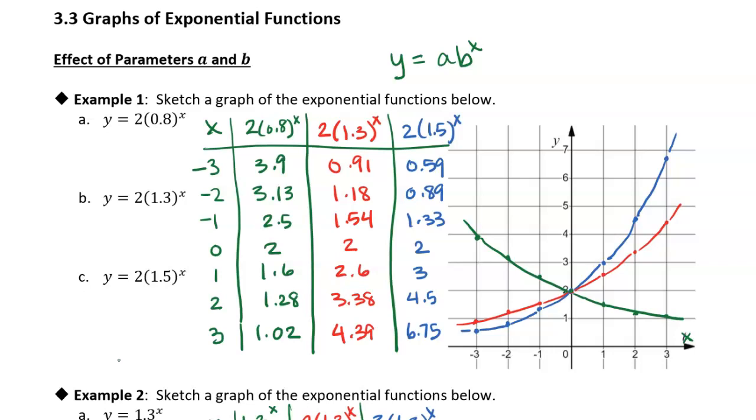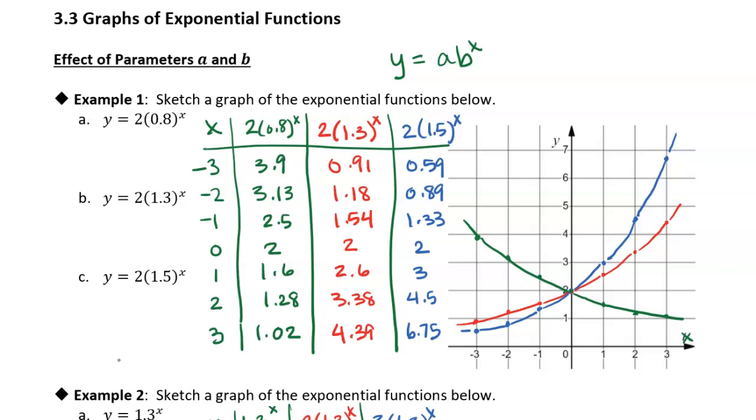over here. So you can see that in the first equation, we've got a growth factor b of 0.8, so we have exponential decay, and you can see that we have a decreasing function. That's the green line. And then for the second equation, we've got a growth factor of 1.3. So that's b, and it's exponential growth, and you can see that graph in the red line. And the blue line has a growth factor of 1.5. So it's growing faster. It's growing by 50% each time. And you can see what's happening with that graph.